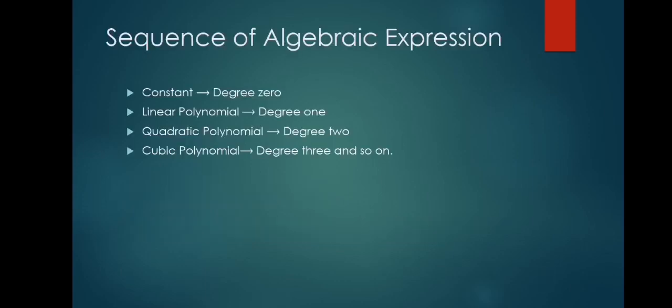But before going further, we will just discuss the sequence of polynomials. First, we have a constant, and we know that the degree of a constant is 0. Then we come towards the linear polynomial. After constant comes the linear polynomial having degree 1. Then comes the quadratic polynomial having degree 2, and then comes the cubic polynomial having degree 3, and so on.